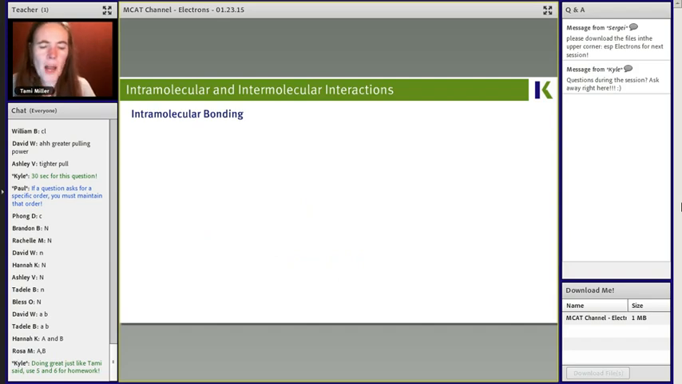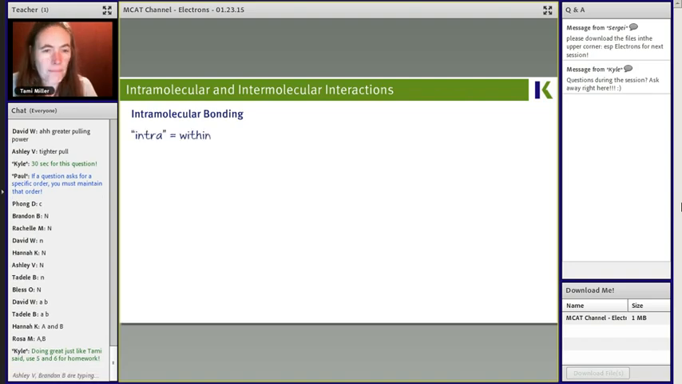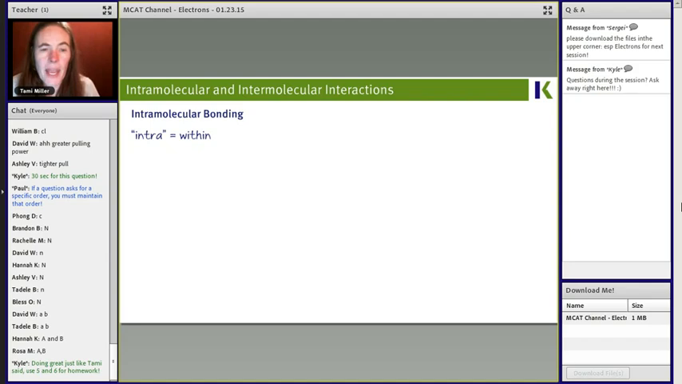Now, let's talk about intramolecular bonding. What does intra mean? Well, it means within. So this is inside of a particular molecule. And what we're going to be talking about here is the Pauling scale for electronegativity. It goes from 0 to 4, 4 being the most electronegative. Okay, that would be our fluorine. Now, as we go through this, let's talk about our different bonds.